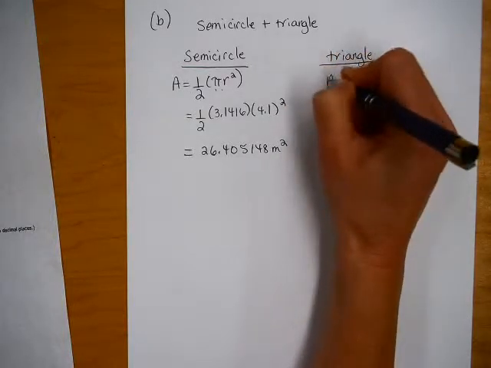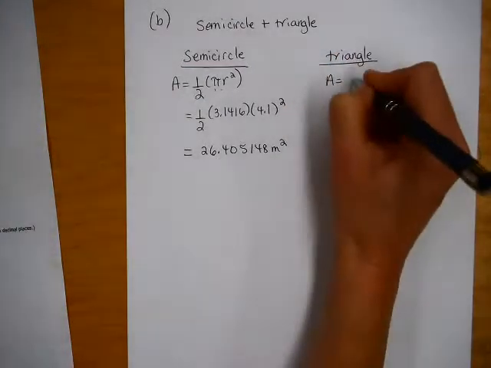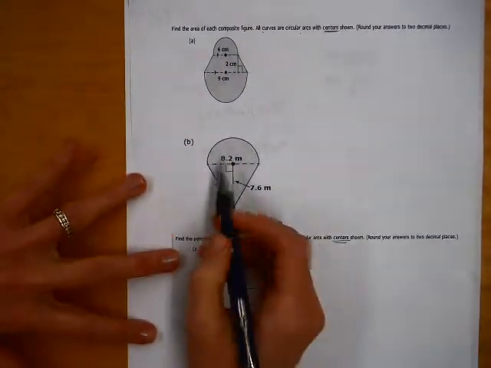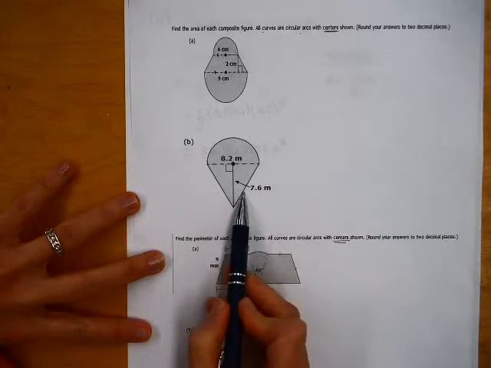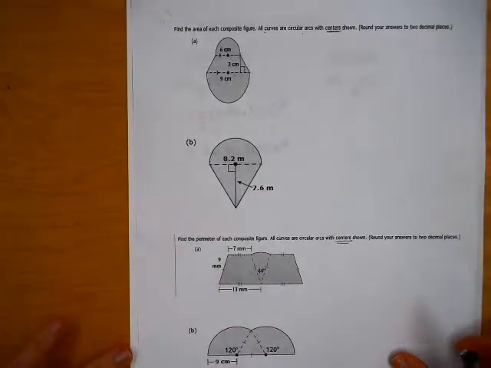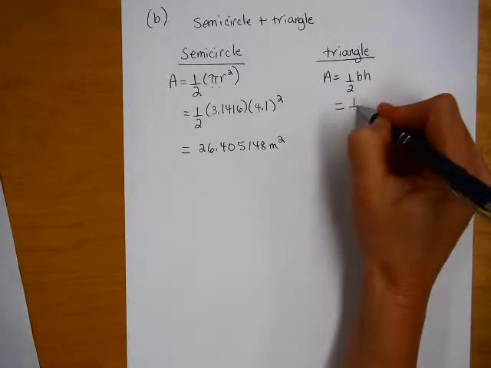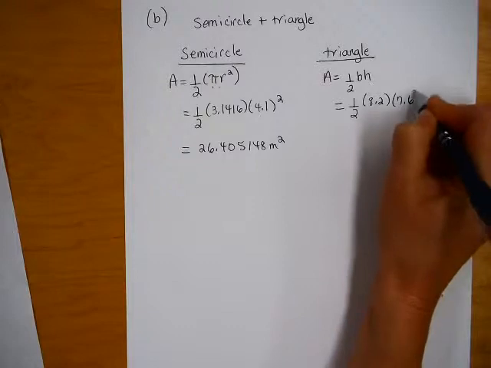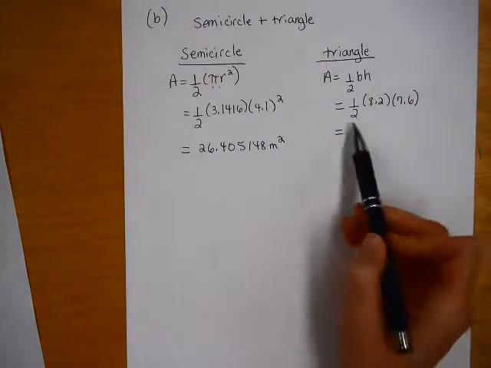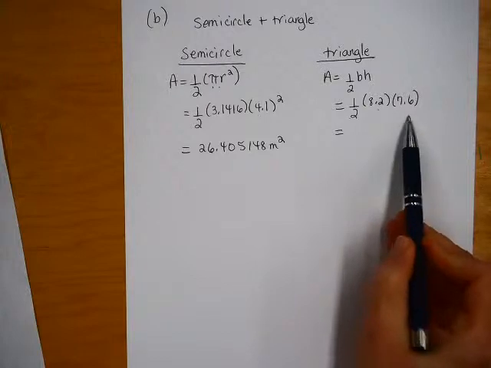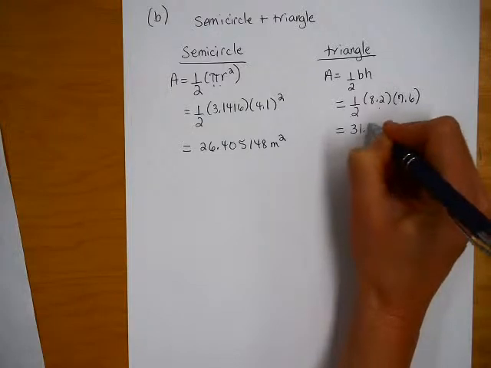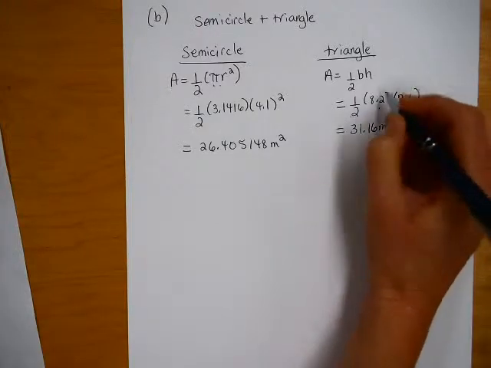Now let's look at the triangle. The area of a triangle, again, use your formula sheet if you need it, is 1/2 times base times height. Looking back at our drawing, I see that this triangle has a base of 8.2 and a height of 7.6. So I'm going to plug that into my formula: 1/2 times 8.2 times 7.6. And again, I would use my calculator, 0.5 times 8.2 times 7.6. That gives me an area for the triangle part of 31.16 square meters.